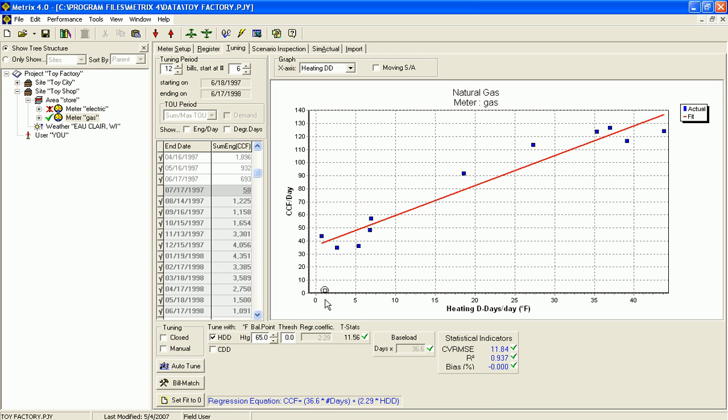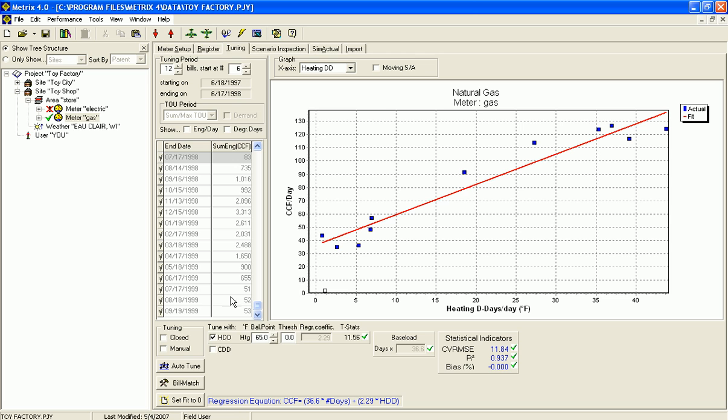The amount entered for the bill looks like a typo. It is extremely low compared to the other bills in the tuning period. Let's look at July bill data from subsequent years to see if there is some type of usage pattern. The July 1998 bill is low, and the same is true for the July 1999 bill. We can see that this low usage is reasonable for this month and will be repeated in following years.